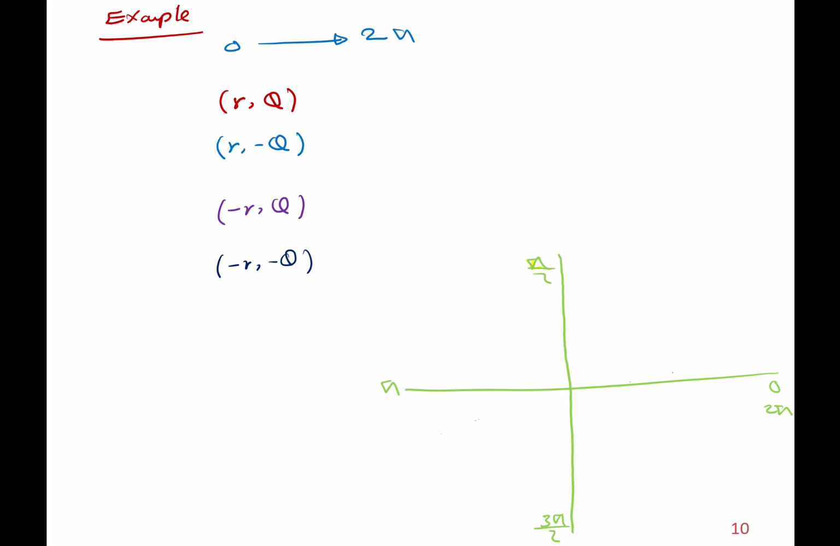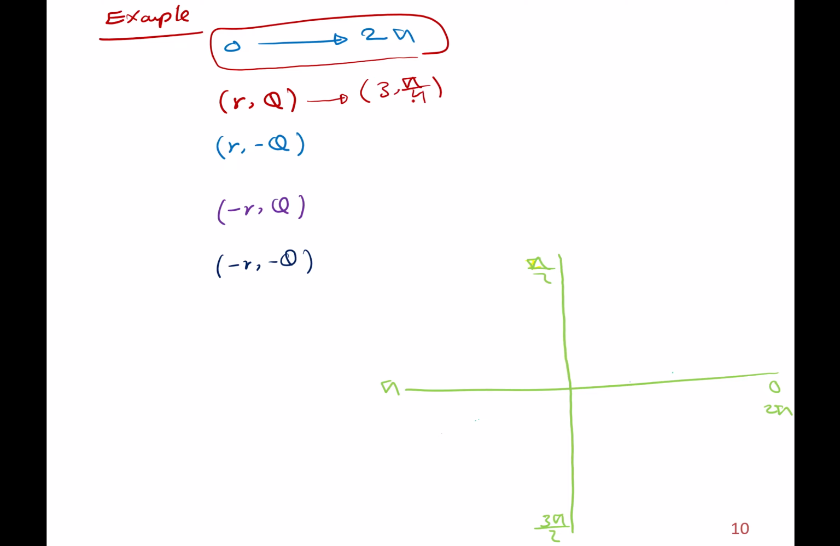In this example we will locate 4 points. 4 different r and theta, which go to the same point in the polar coordinate system from 0 to 2 pi. For example, if we have r equal to 3 and pi over 4.